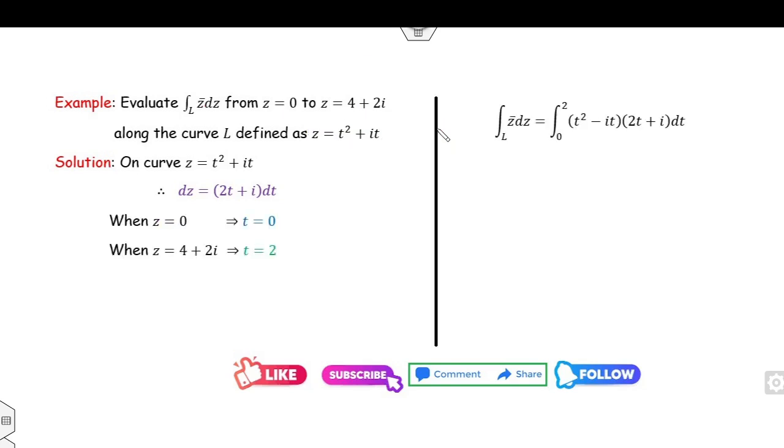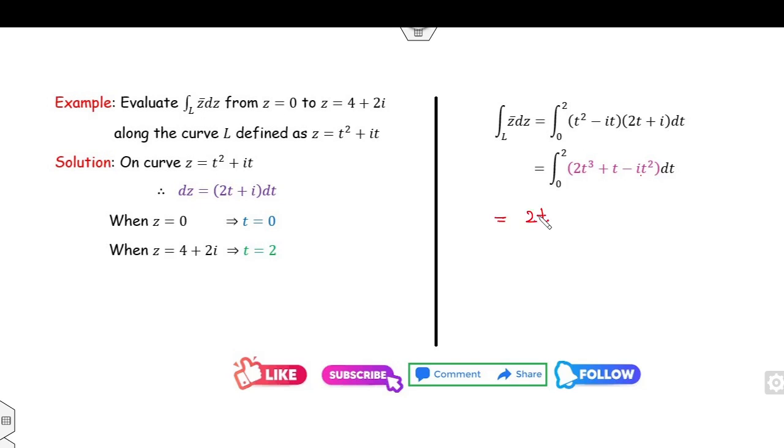Fine. Now the rest of the target is simple. How can you solve it? You can multiply this bracket. It's 2t cube plus iota t square minus 2 iota t square, and iota square is minus 1, plus t, of dt. Fine. Now the rest of the part is simple. You can integrate them, or you can see 2 iota t square plus iota t square will give you minus iota t square.